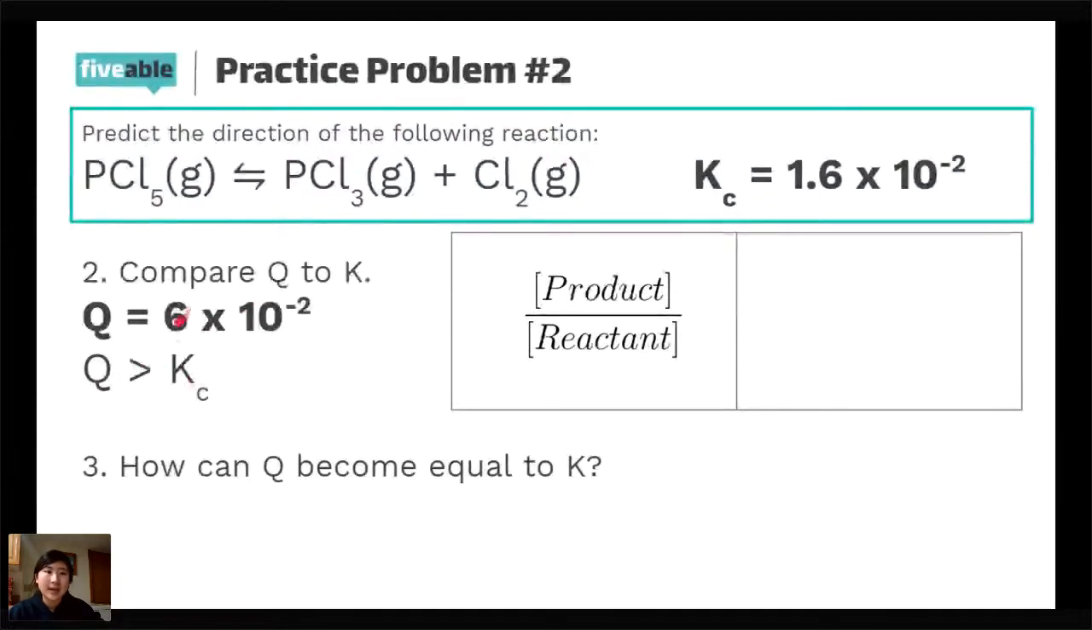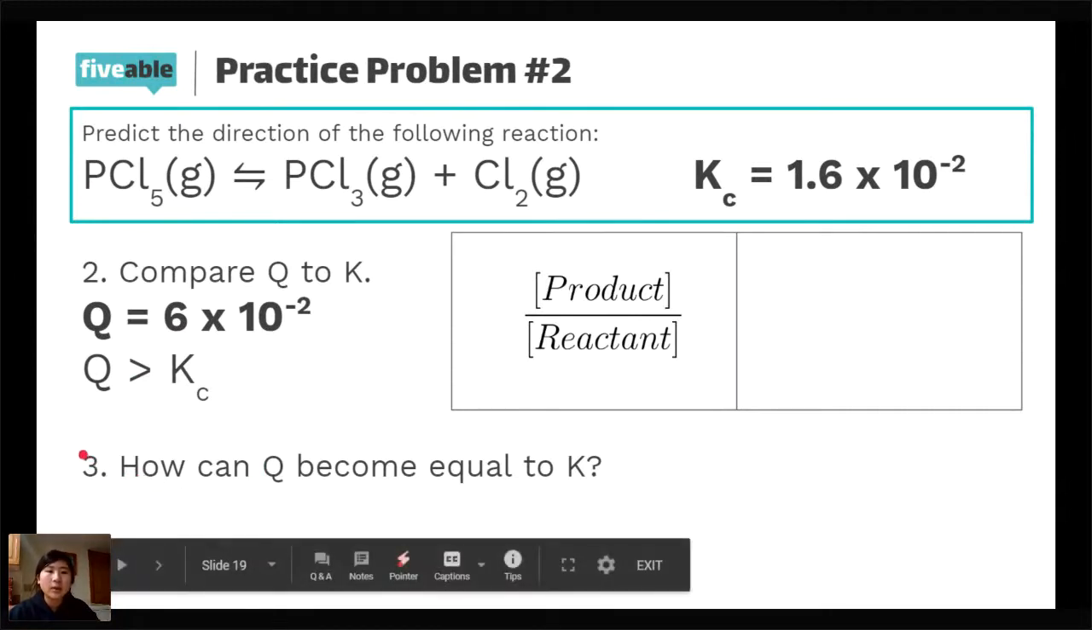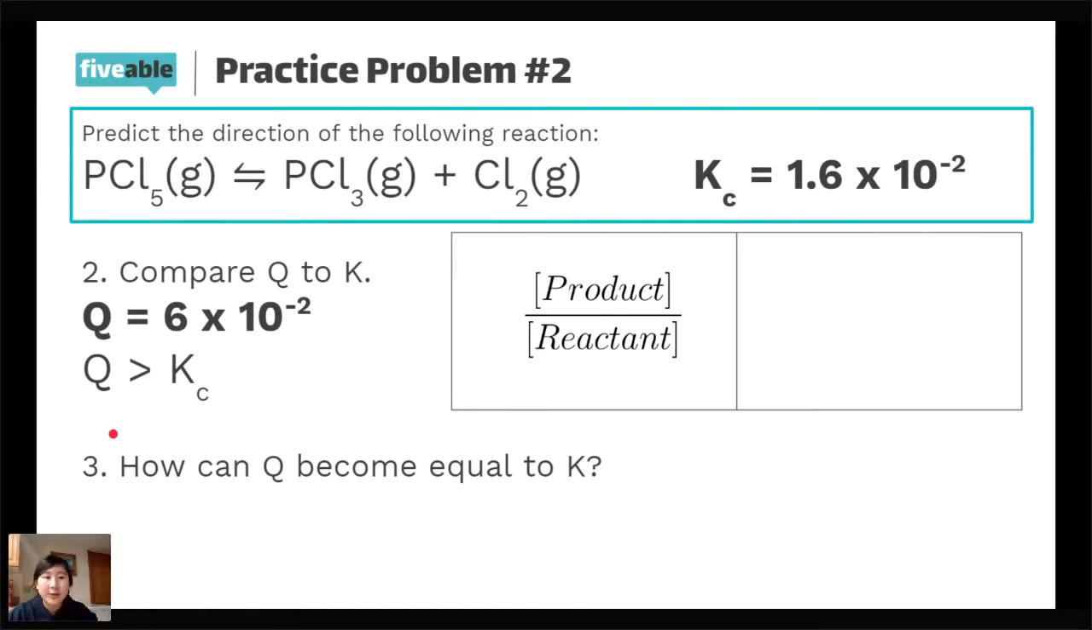You can see that 6 times 10 to the negative 2 power is greater than 1.6 times 10 to the negative power. So we know that Q is greater than K, which is the golden standard of equilibrium. So our next question is, how can Q become equal to K, which is essentially a rephrasing of how can this reaction reach equilibrium.